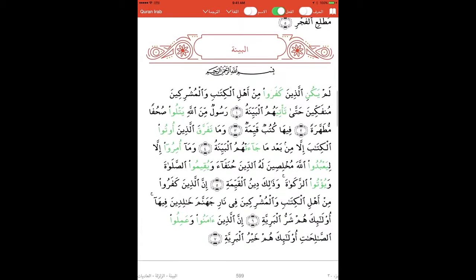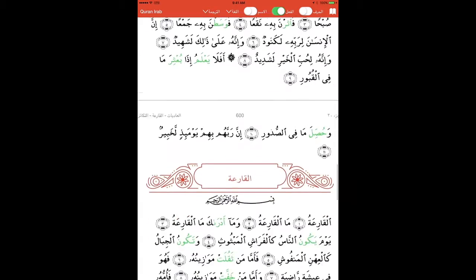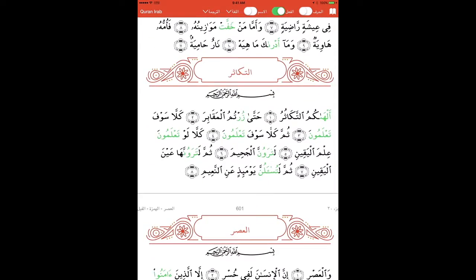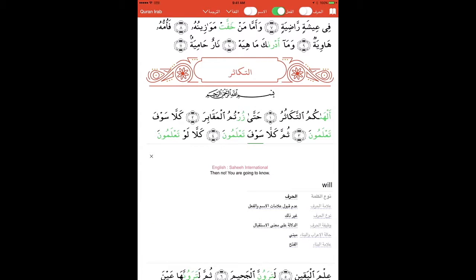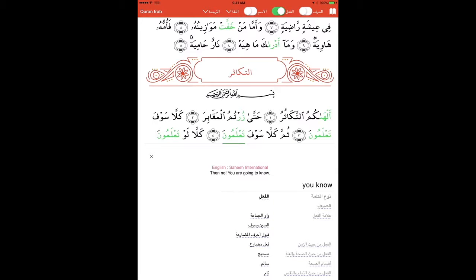Another example is sawfa, and we're going to look into the example of sawfa in Surah At-Takathur. Here Allah says, ayah number 4, second line, ثُمَّ كَلَّا سَوْفَ تَعْلَمُونَ. We tap on the word sawfa, will. It's something that will happen in the future. It's a future tense. Allah says, then no, you are going to know. تَعْلَمُونَ. Therefore, because it's the word that comes after sawfa, it is definitely a fi'l. You know that ta'lamun is a fi'l because it comes after sawfa.